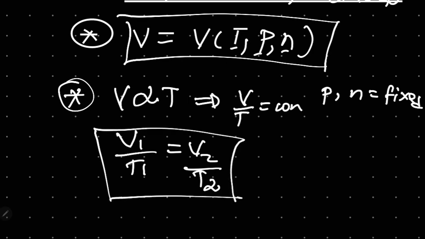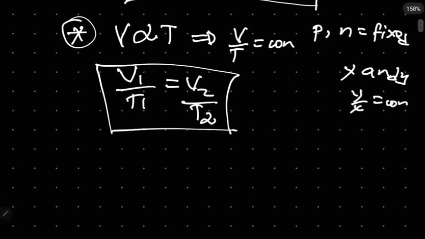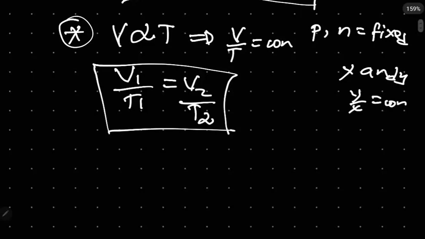Remember, the volume of a gas increases as you increase temperature, and the volume of a gas decreases as you decrease temperature. So the volume of a gas is directly proportional to temperature. If two variables, x and y, are directly proportional, then y over x is always a constant. This time the temperature is the independent variable and the volume is dependent on the temperature.